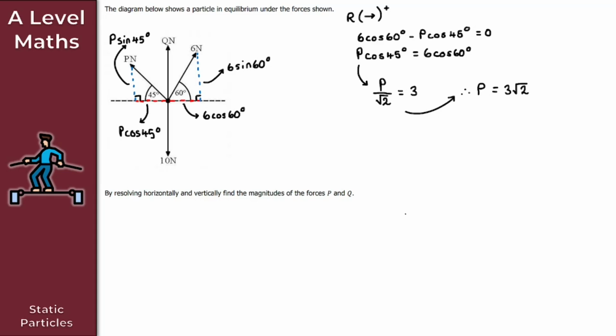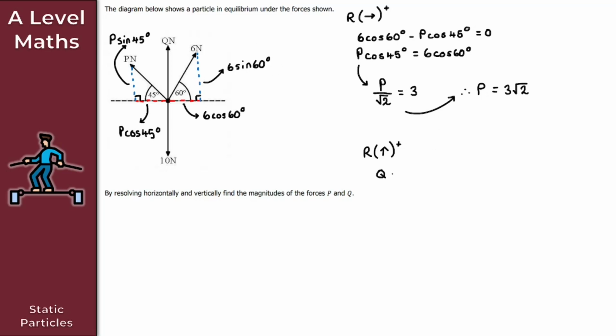Okay, so that gives us the magnitude of the force P, but we also need the magnitude of the force Q here. So to find the magnitude of the force Q, what we're now going to do is resolve vertically upwards, taking upwards as positive, I should say, like so. So let's start by considering what forces are acting upwards here. Well, obviously we've got Q here. I've also got this vertical component here of 6 sine of 60 degrees. That's acting vertically upwards. That would also be positive here.